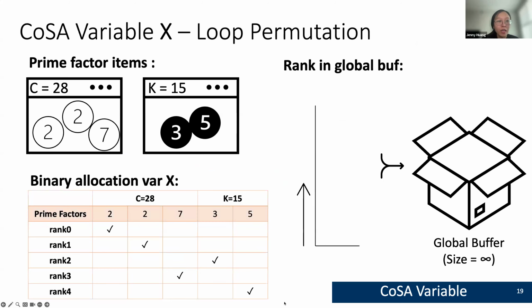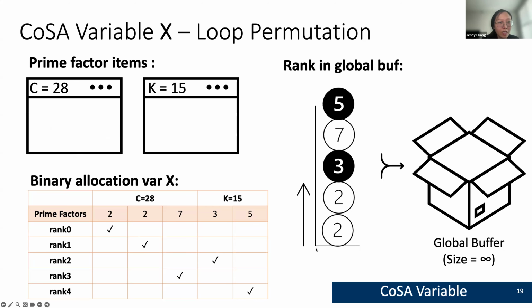And the last decision we need to make is the permutation. For permutation, we also design a way to allocate the prime factors to different ranks. Basically, the idea is that if a prime factor is assigned to rank 0, for example, if the 2 is assigned to rank 0, it will be put in the innermost loop of the level. And likewise, based on the rank order, it will be lowered to the same loop ordering at each level of this memory hierarchy.